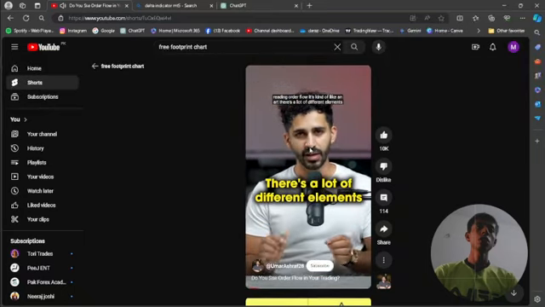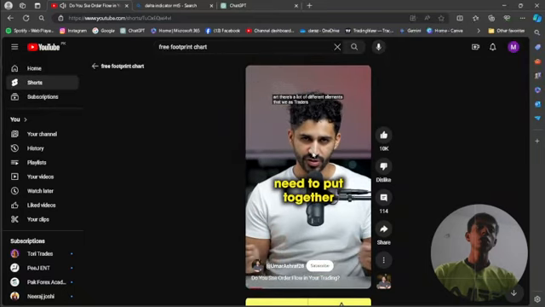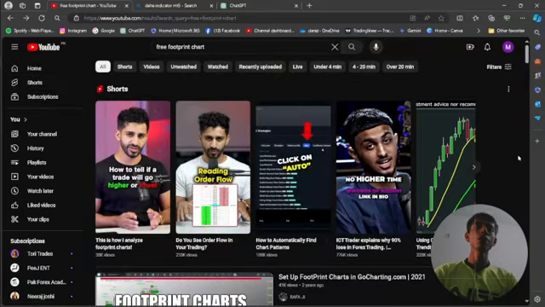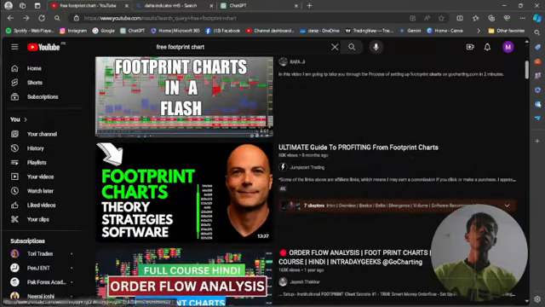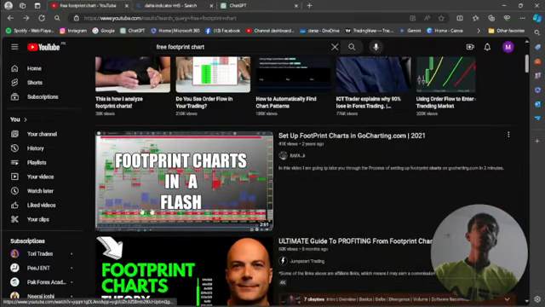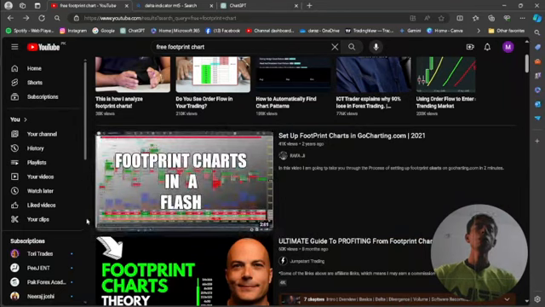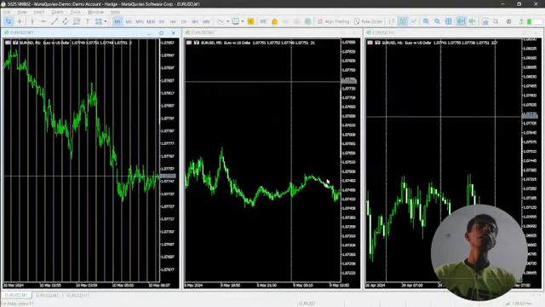There are a lot of different elements that we as traders need. This is actually order flow. Let me search for a footprint video. These are footprint charts. So how footprint charts are usable is that you can actually see what happened in each candle. You need to go deeply inside each big candle.